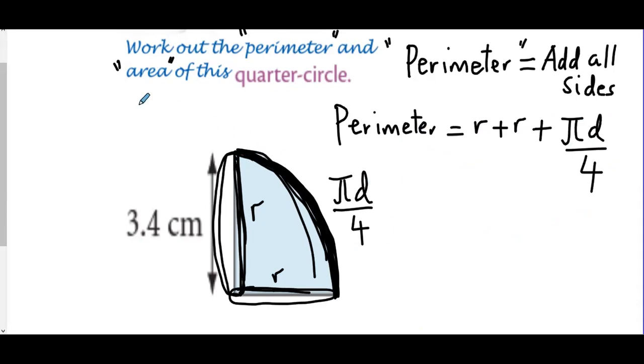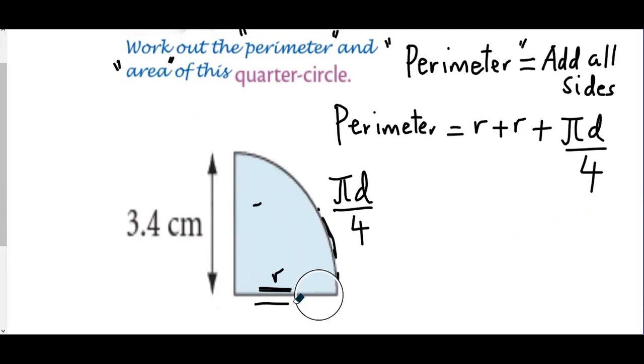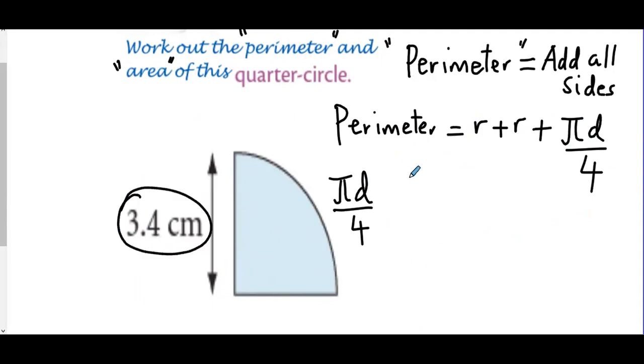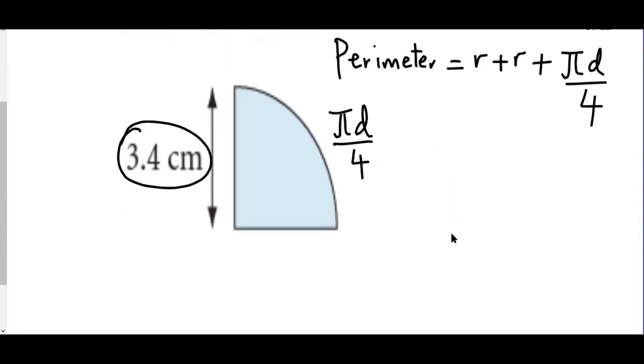Now, the question is, how do we get this radius? This radius is given. Look at the diagram. The radius is given. The radius is this number here, 3.4. So this question, go ahead adding that perimeter equals to radius. Radius is this number from here to here, which is 3.4 centimeter.